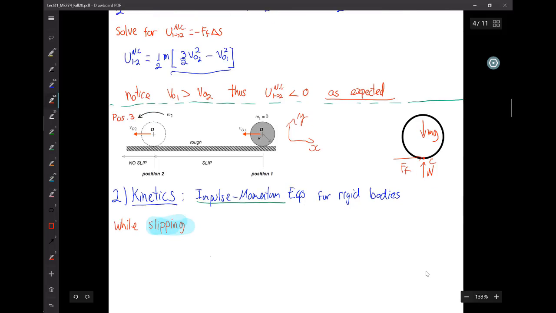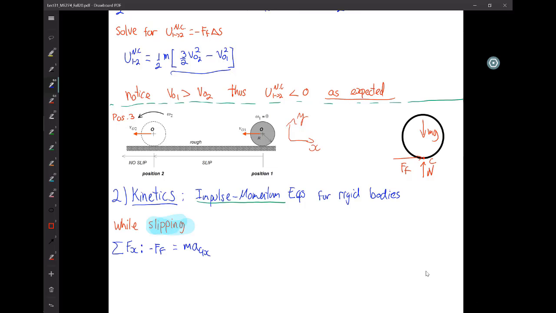Okay. So what happens? We need to use impulse momentum equations. This implies linear and angular, right? So for the linear momentum, we look at the forces in x, right? And then we see that we have friction force acting in the negative x direction, and this is equal to the mass times acceleration. So of course that disk is decelerating as it's sliding, right?